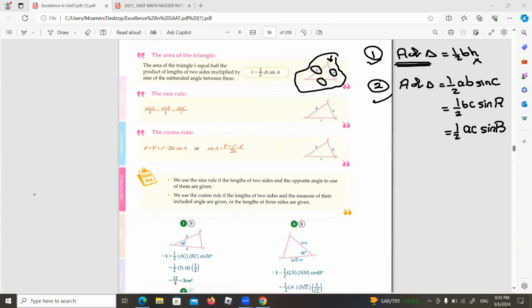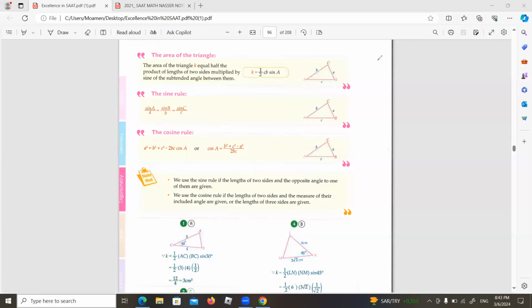Okay, this is the first idea. The second idea is the sine law. What is the sine law, or the law of sine? The sine law, or sine rule, we use this law to solve the triangle. What is meant by solving the triangle? Any triangle has six elements. What are the six elements of the triangle? The six elements of the triangle are three sides and three angles.